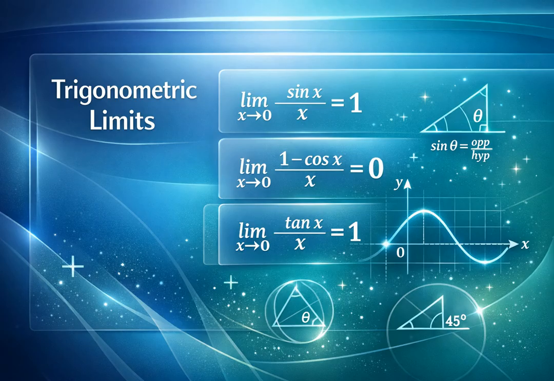Important trigonometric limits. Limit as x approaches 0 of sine x over x equals 1. Limit as x approaches 0 of 1 minus cos x over x equals 0. Limit as x approaches 0 of tan x over x equals 1. These standard results are used frequently in limit problems involving trigonometric functions.